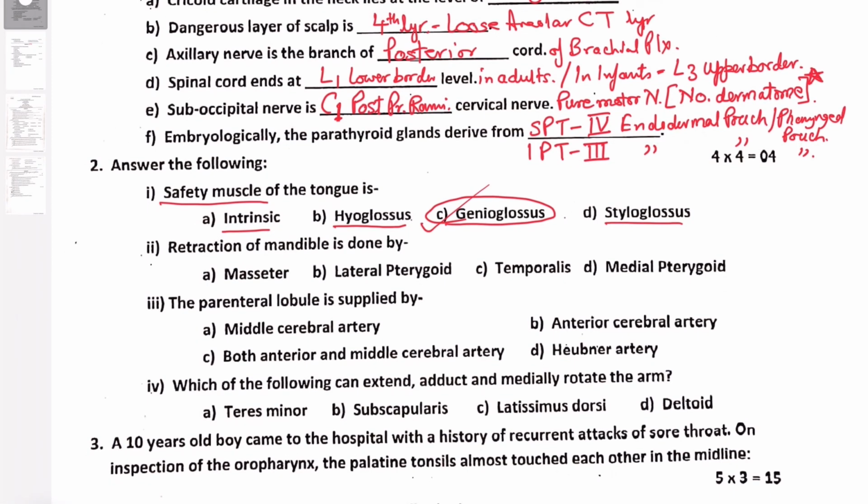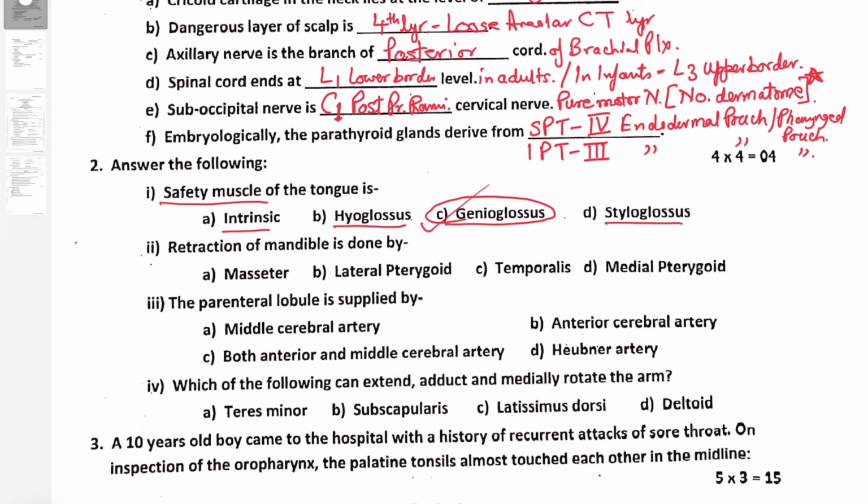Next question 2. Retraction of mandible is done by. Now there are 4 muscles of mastication. All of them are mentioned here. You should know the action of these muscles. In short, let me tell you that masseter, medial pterygoid, temporalis, all are actually elevating the mandible and helping in closing the mouth. It's the lateral pterygoid which depresses the mandible and helps in opening of the mouth.